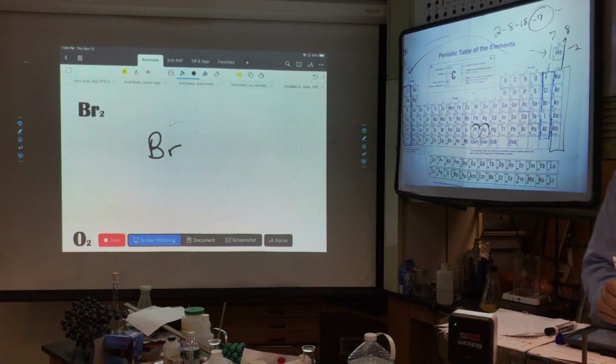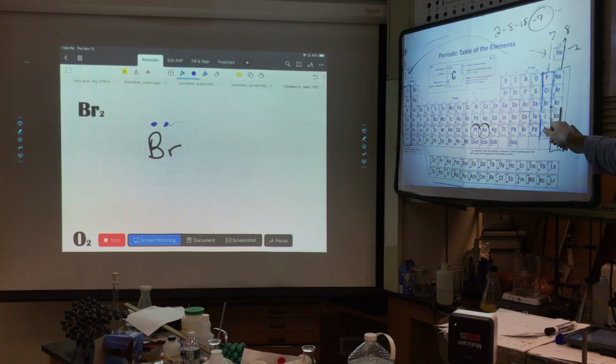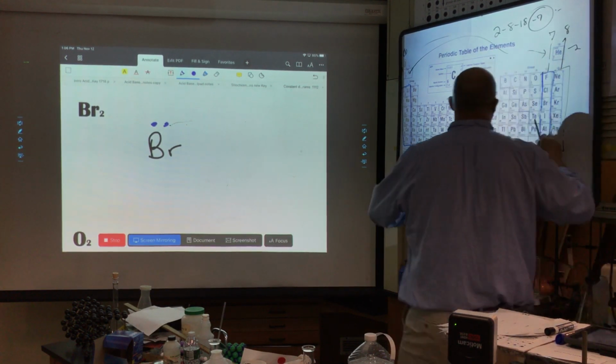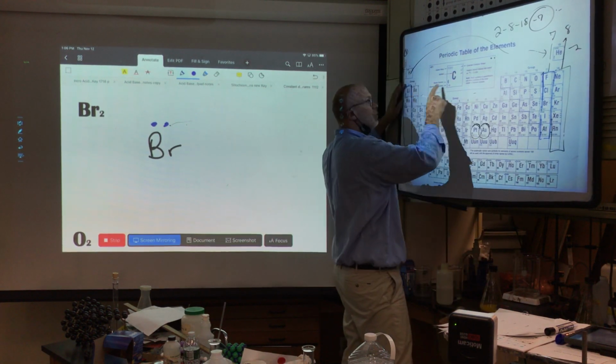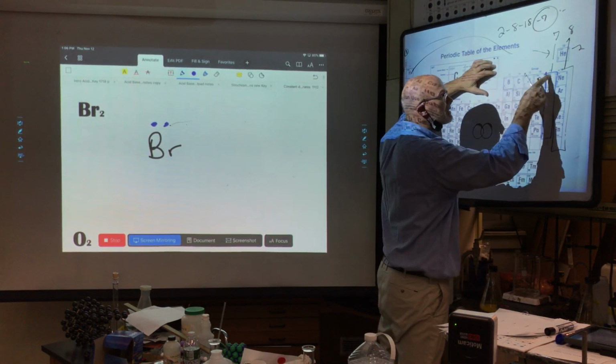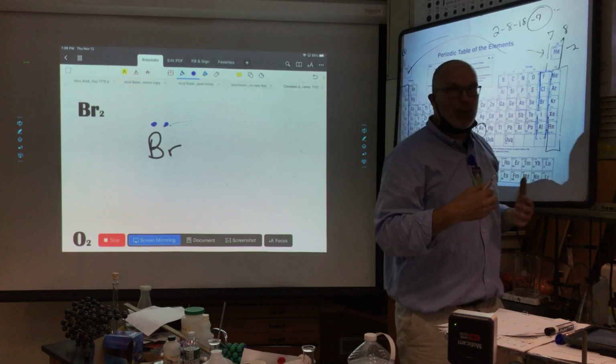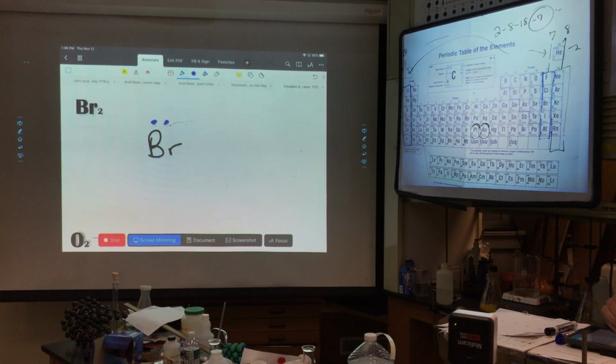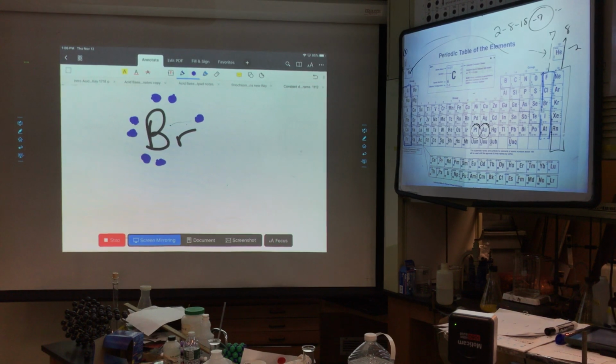Wait, so what are we drawing here? 7. So if it had 8 dots, it would move to that table? If it had 8 dots, it would be in that column already. Look. 1, 2, 3, 4, 5, 6, 7, 8. There's a beauty in this table. So 1, 2, 3, 4, 5, 6, 7. I didn't count very well. I'll do that again. 1, 2, 3, 4, 5, 6, and 7.